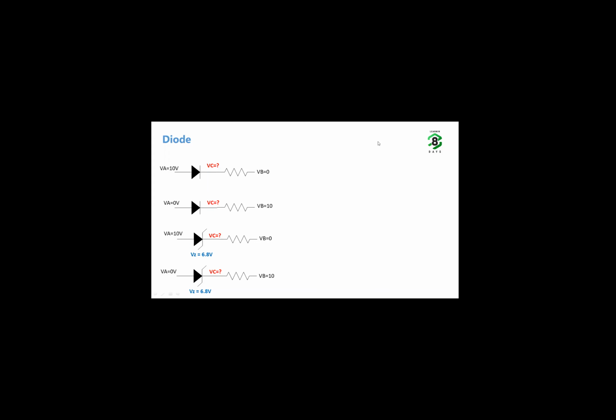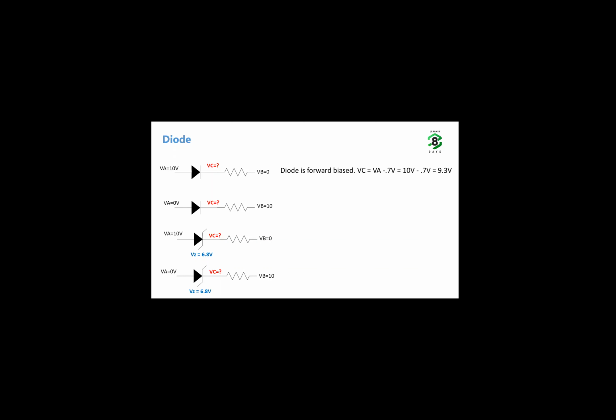Let me quickly explain all four combinations. So if you see the first case, in my slide, your diode is forward biased, and the diode drop is 0.7 volt. Typically, we take 0.7 volt for the forward bias. So your VC voltage will be 9.3 volt.